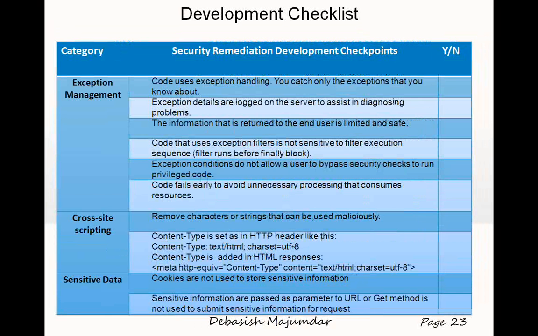Similarly, a few more categories: exception management, cross-site scripting, and sensitive data. In exception management, a few such checkpoints are over here: whether code fails early to avoid any unnecessary processing, and whether the exception conditions do not allow the user to bypass security or the privilege of the code. Within cross-site scripting, the characters or strings that can be used maliciously need to be removed and checked.